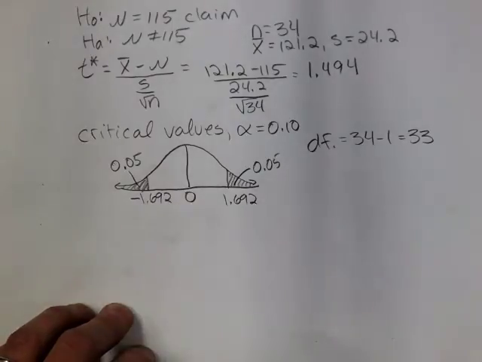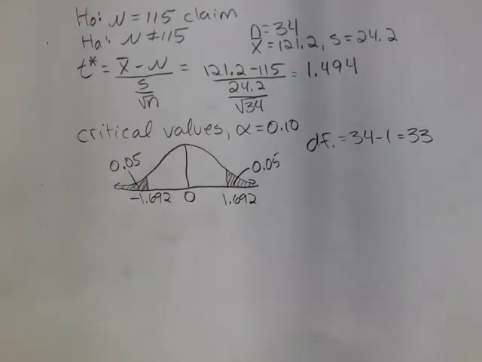It's negative 1.692. When we get to hypothesis tests about a standard deviation or variance, we're going to go back to that chi-square table, and we'll have to find two critical values because they will not be symmetric.